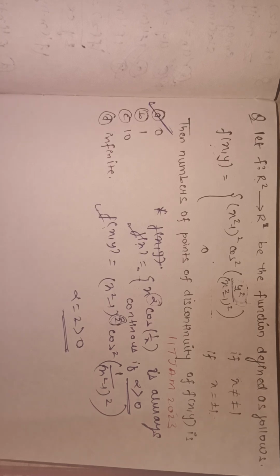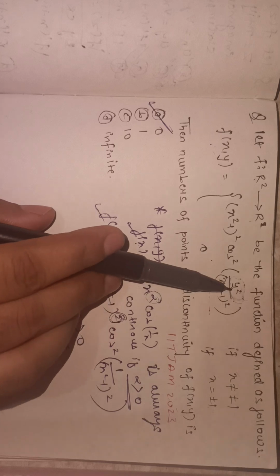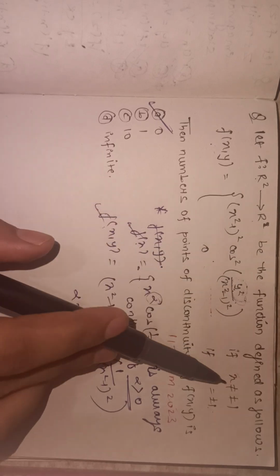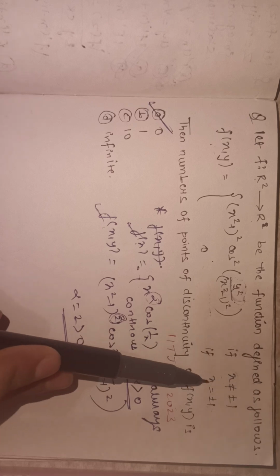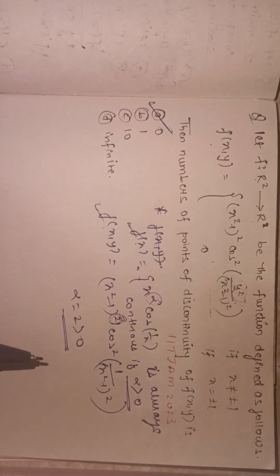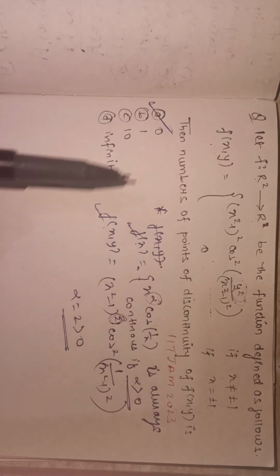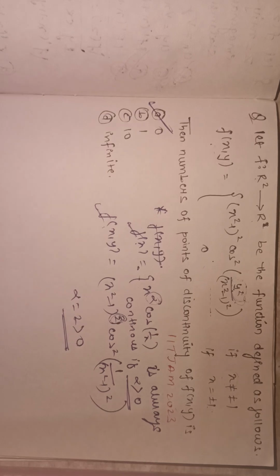By observation, you see y is a constant because the variation of y is not defined in this. You have to see only for x. So this is a continuous function, so the number of discontinuities is 0. So this is the solution of this question.